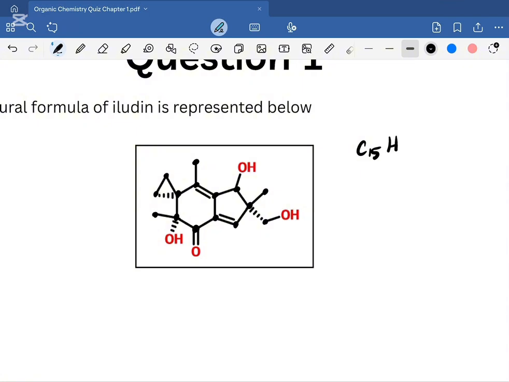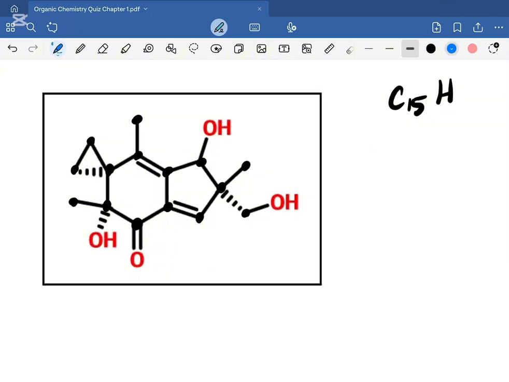Now let's count the number of hydrogen that we have. First, I'm going to add the hydrogen. So here we're going to have 2 hydrogens. Here we're going to have 3 hydrogens. Here we're not going to have any hydrogen as the carbon is already attached to 4 different groups. Here we're going to have an extra hydrogen. Here we're going to have also an extra hydrogen. Now for this one, we are not going to have any hydrogens. And for this one, we're not going to have any hydrogen.